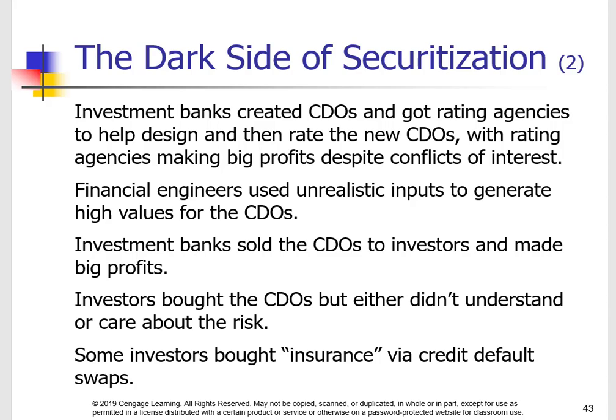So again, investment banks created these CDOs. They got rating agencies to help them design and rate them, which, by the way, was a major conflict of interest. And then they found ways to insure them, right? So some investors ultimately bought insurance via something called a credit default swap. But essentially, the overall issue was that while the mortgages had varying levels of risk, when they were split into these CDOs, it was kind of like making gravy. Once you make gravy, you can't unmake gravy.